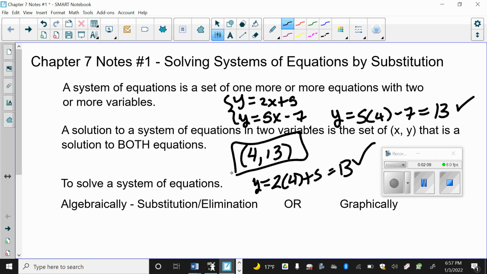To solve a system of equations, we have two ways, either algebraically or graphically. Today we are going to focus on solving algebraically using substitution. I'm going to flip to the next page. If you need to pause the video so you can get this all down before starting examples, please do so.